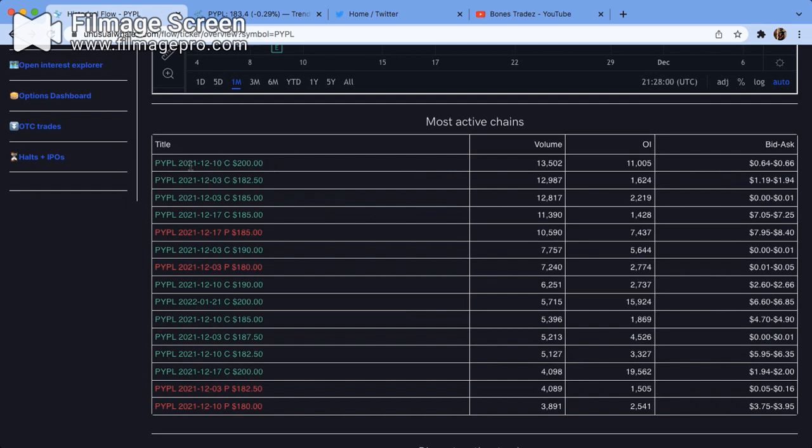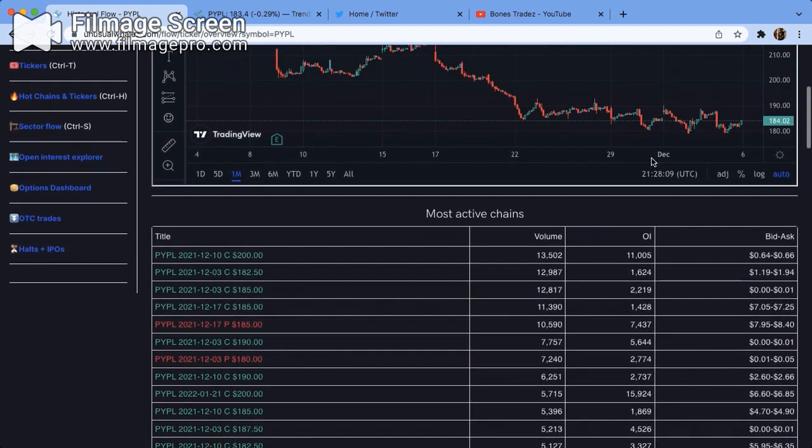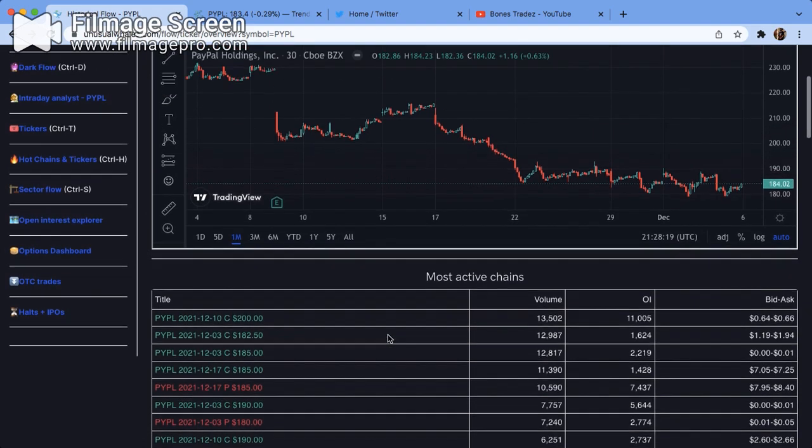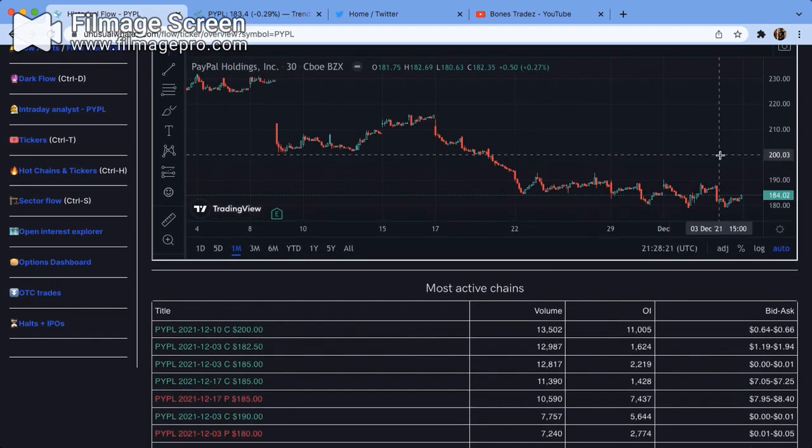This PayPal 12/20, December 20th, 200 call. So look at the volume. We have 13,000 volume with an open interest of 11,000. We also see PayPal closed at 184, so this is $16 out of the money basically. And that really sticks out here because that's a move all the way up to right here, which is not only a very big psych level, but it's also a very big resistance level seen on this right here.